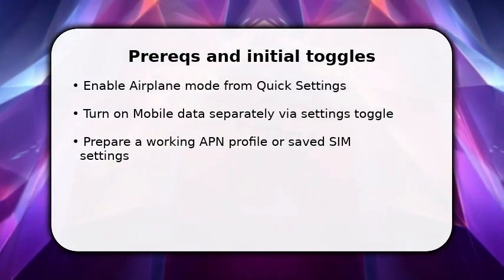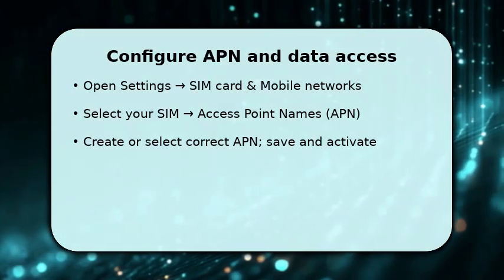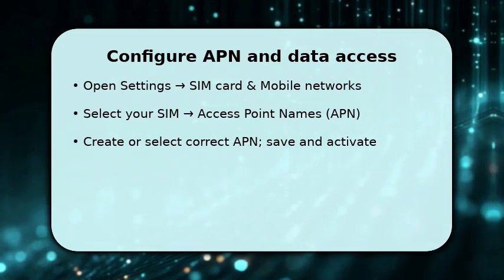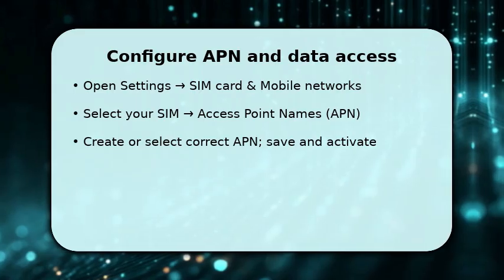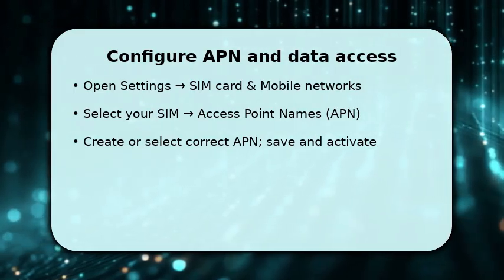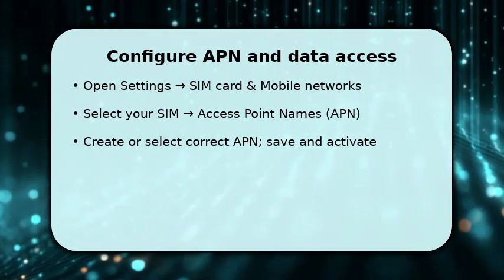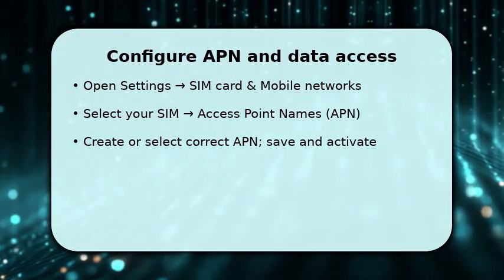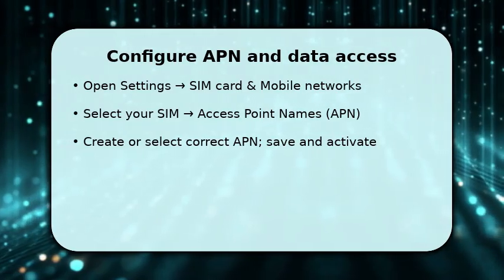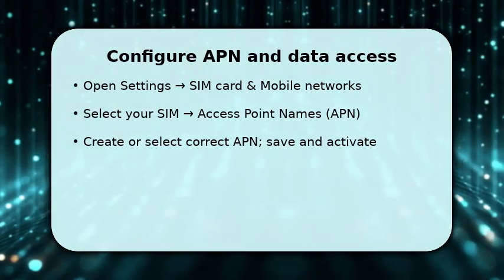Next, configure the APN so mobile data works while airplane mode is active. Go to Settings, SIM card and Mobile Networks, then pick the SIM you'll use. Tap access point names and either select a saved APN or create a new one with carrier values, name, APN, MCC, MNC, and authentication as needed. Save the APN, tap to activate it, and then confirm mobile data shows as connected. This ensures your phone can route packets even when radios are otherwise limited.